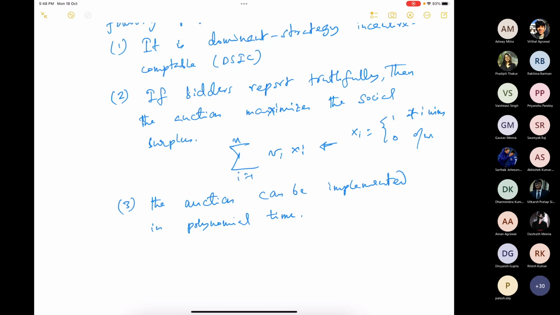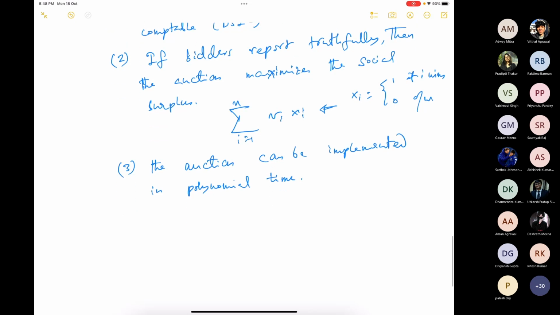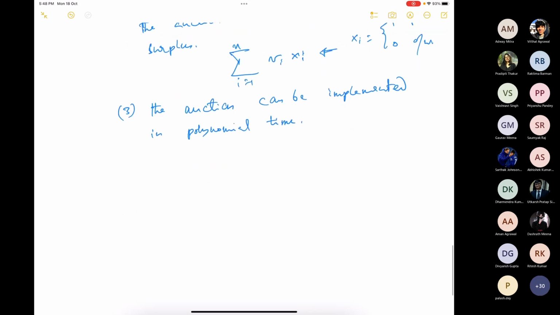Now let's see, for concreteness, some other kinds of auction. The first one, and we'll see a DSIC auction for this particular setting also, is called the sponsored search auction.